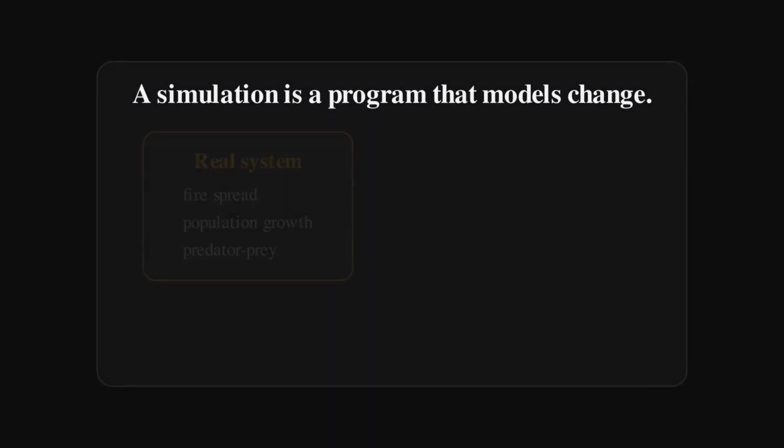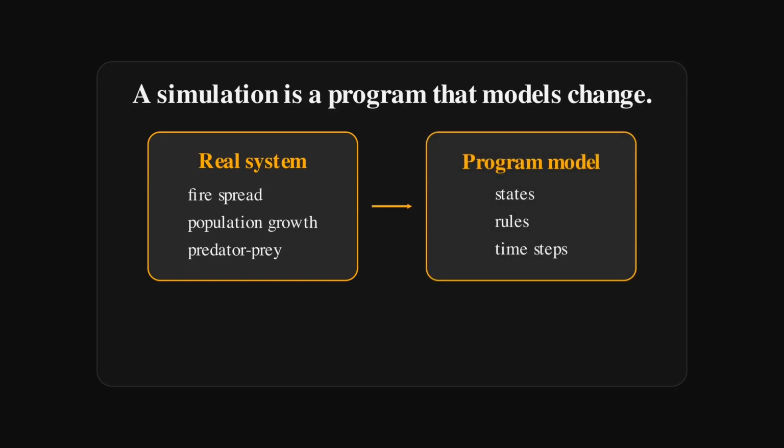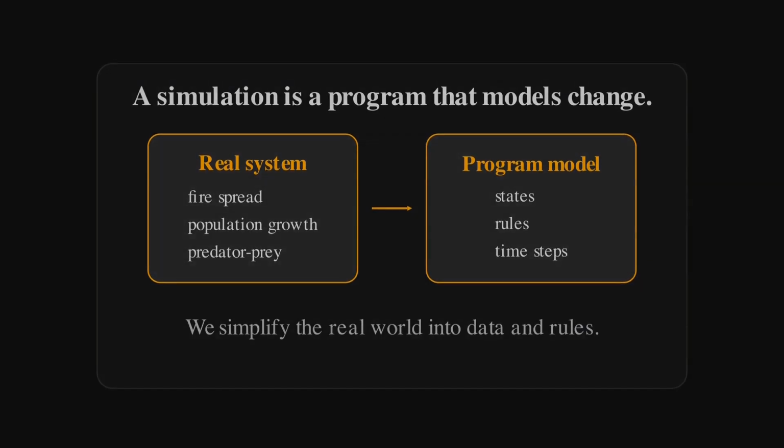A simulation is a program that models how something changes over time. Instead of copying the real world perfectly, we simplify it. We choose what to store, we choose the rules, then we let the program run step by step.